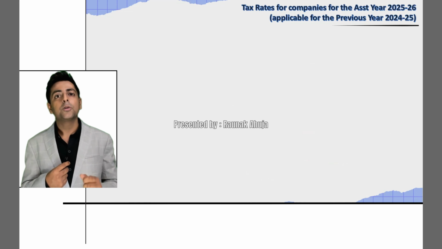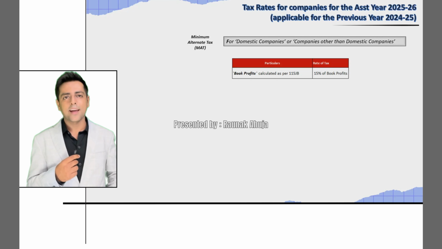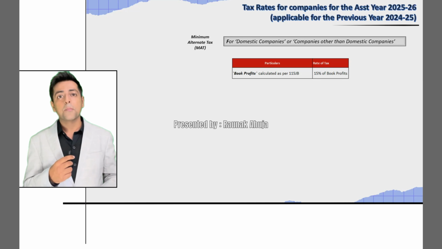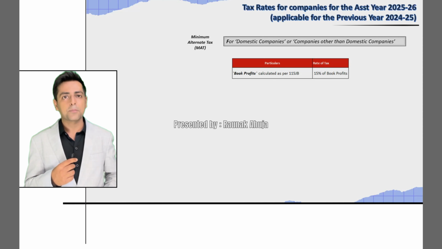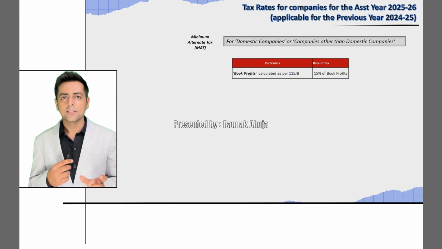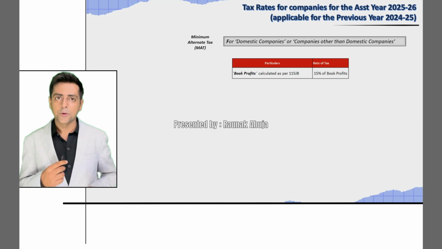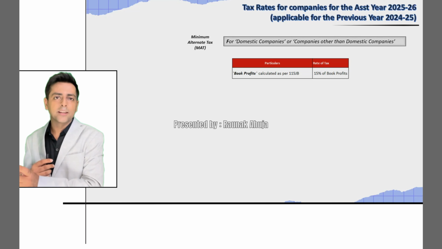Moving on to taxes as per MAT provisions. Minimum alternate tax. The minimum alternate tax provisions are not only applicable to domestic companies, but also all other companies, including foreign companies. The tax rate as per the MAT provisions would be 15% of the book profits. Viewers, please note 15% of the book profits and not the total income.